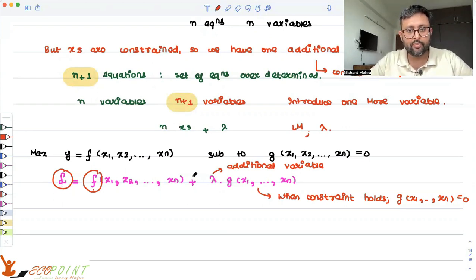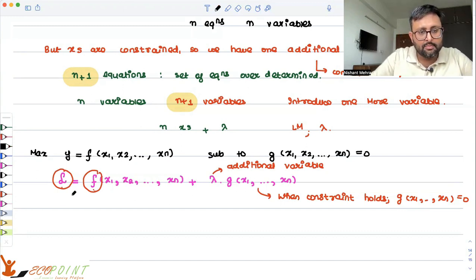Let's listen once more. If I'm going to restrict my attention to only those values of x's where the constraint is being satisfied, then this constraint is holding, and in that case g(x1, x2, and so on to xn) is equal to 0. That is what my constraint is, right? If this is 0, beta, then whether I maximize L or I maximize F, that means one and the same thing, right? In order to find the optimal, these partial derivatives have to be simultaneously equal to 0, right?